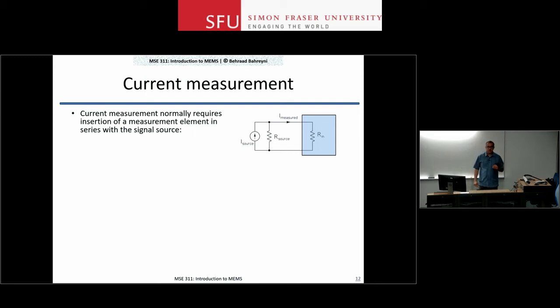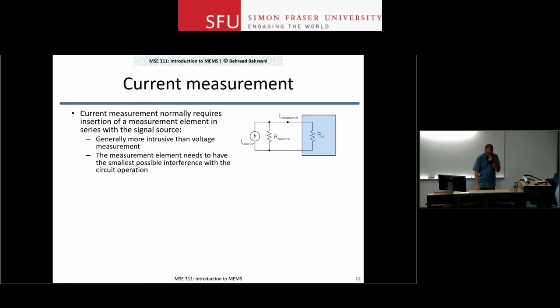Measurement of the current, however, requires you to insert your current sensor into the branch where you want to measure the current. And that's intrusive. You have to cut the track open, put your sensor in there so that the current that was flowing in that branch goes into your sensor or your current measurement system and comes back and goes through its business. It's an intrusive measurement compared to voltage measurement.